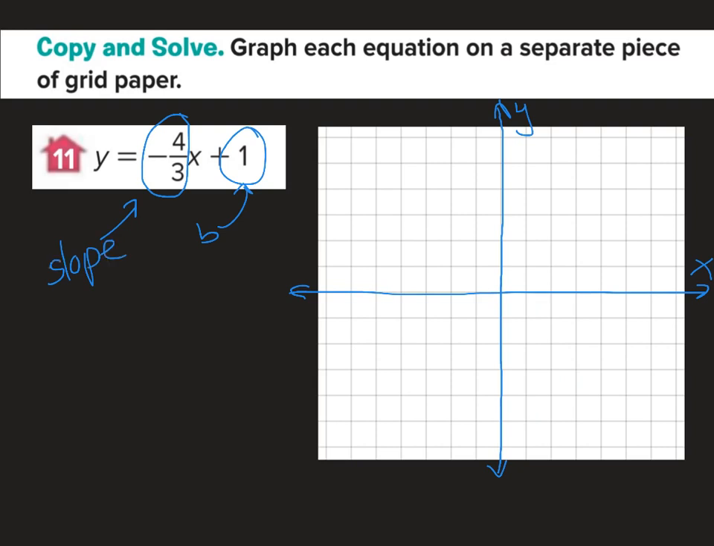So I'm going to start at positive 1 on my graph, and then I'm going to go down 4, to the right 3. So 1, 2, 3, 4. To the right 3, 1, 2, 3. So down, I can't go down 4 and over 3 there, but I can go starting from the center, going up 4 to the left 3. So that's my graph for this equation, where the y-intercept, just labeling that, is (0, 1).